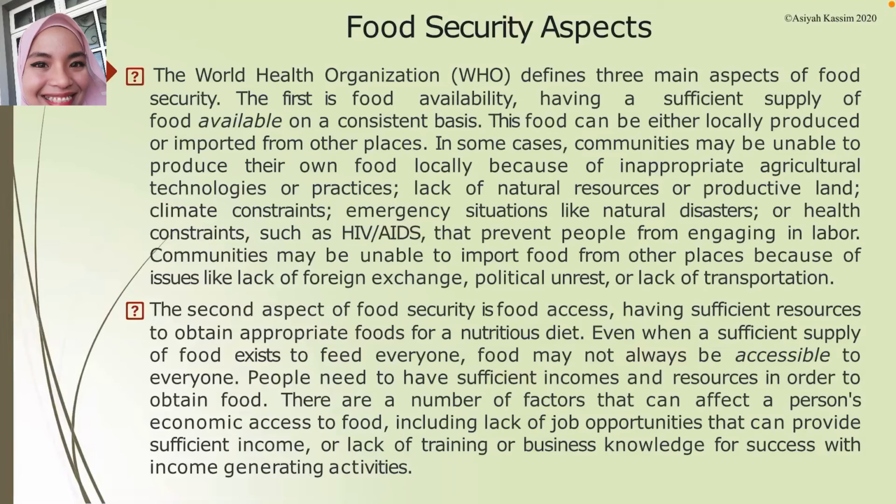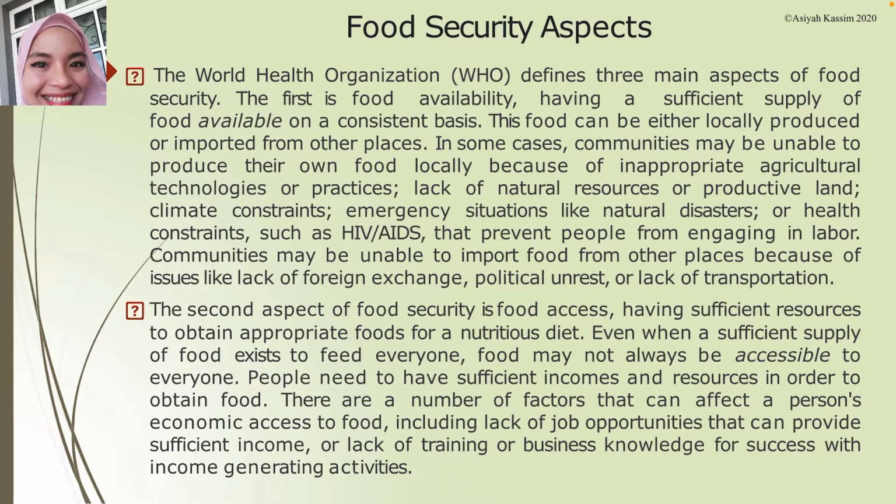Moving on, we shall look into the next subtopic, the aspects of food security. So there are three food security aspects. I would like to introduce what WHO defines as the three main aspects of food security. The first is food availability. Second is food access, and last but not least, food utilization. So we shall look into them one by one.